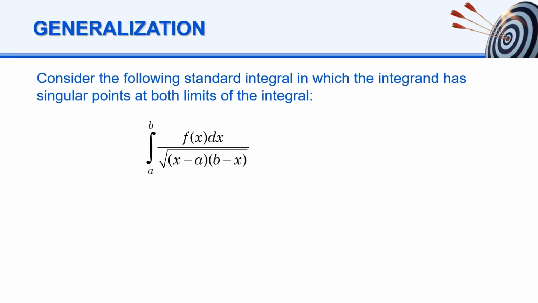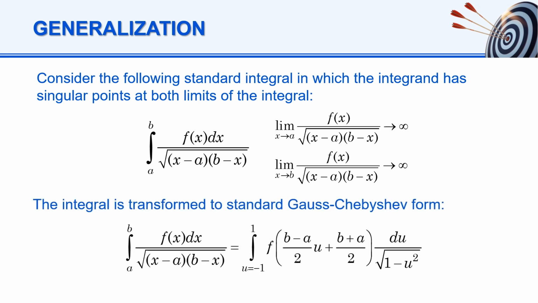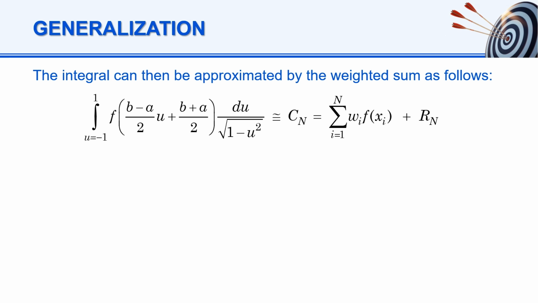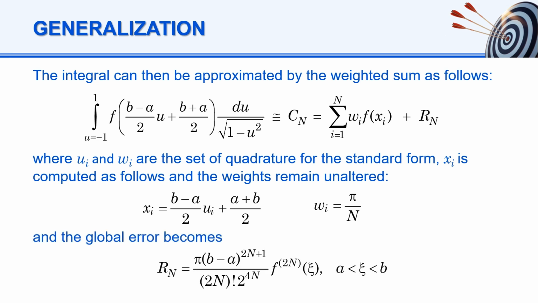Consider the following integral in which the integrand has singular points at both limits of the integral. The integral is transformed to standard Gauss-Chebyshev form as follows. The integral can then be approximated by the weighted sum as follows, where ui and wi are the set of quadrature for the standard form. Xi is computed as follows, and the weights remain unaltered. And the global error becomes.